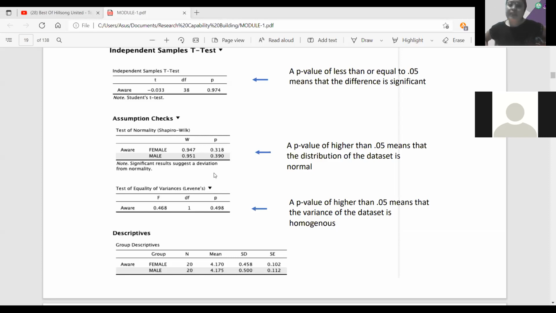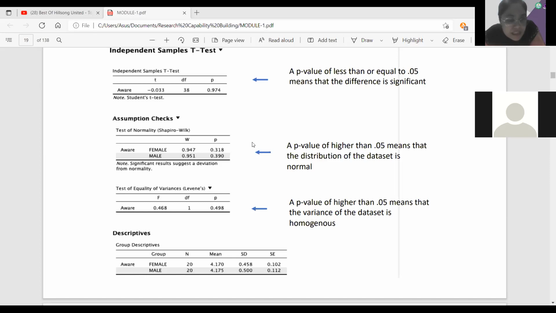Pwede tayo mag-conduct ng Shapiro-Wilk test. Makikita din natin yun sa JASP. And then yung ating decision rule here is the p-value. The p-value here is higher or greater than 0.05. That means the data set is normally distributed. So yes, you can use the independent sample t-test.